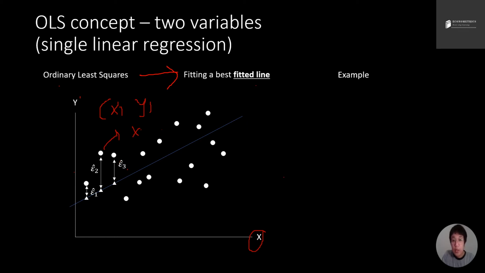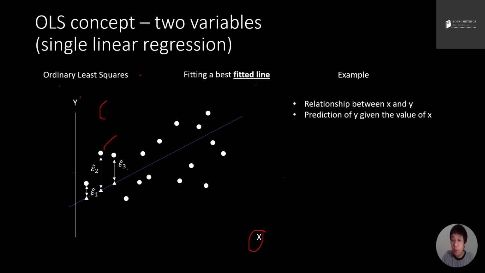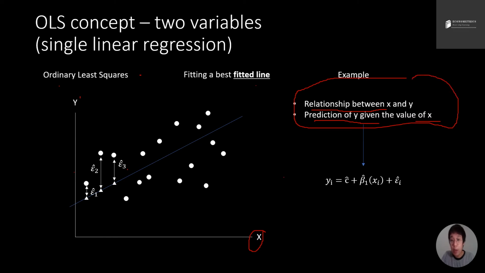So in this case, you have noticed that in terms of this scatter plot and the best fitted line, there are two usages here. First, they can help you to quantify the relationship between x and y. Second, they can help you to predict the value of y given the value of x, right? And all of these are usually represented in the form of this equation, right?